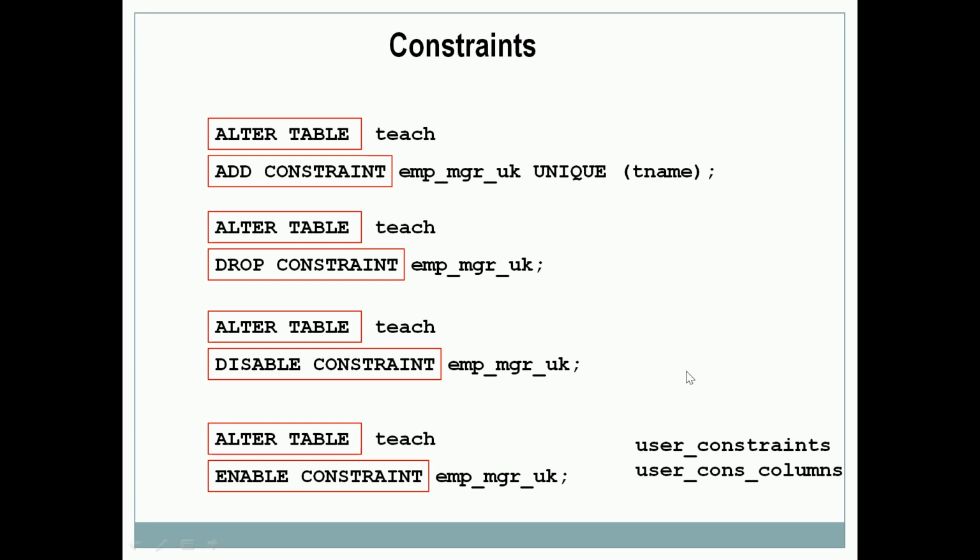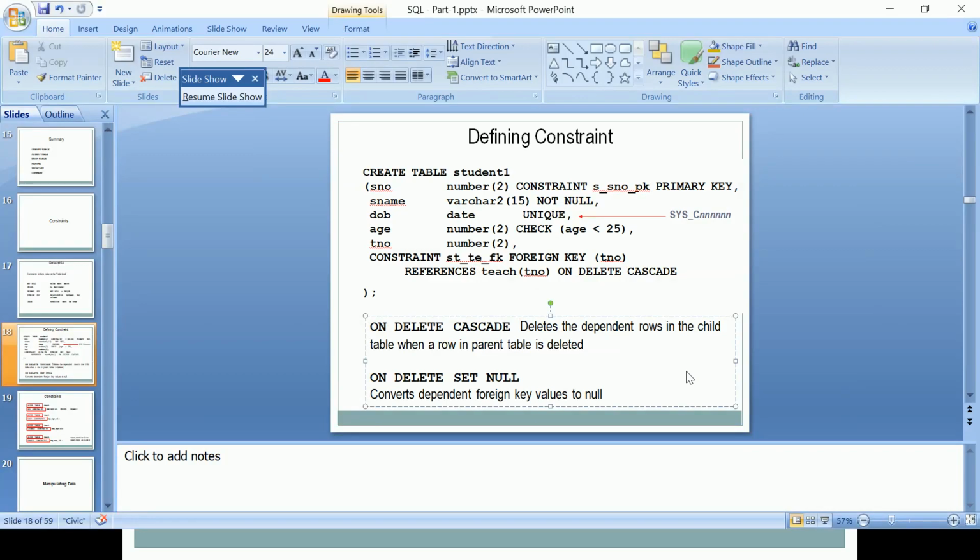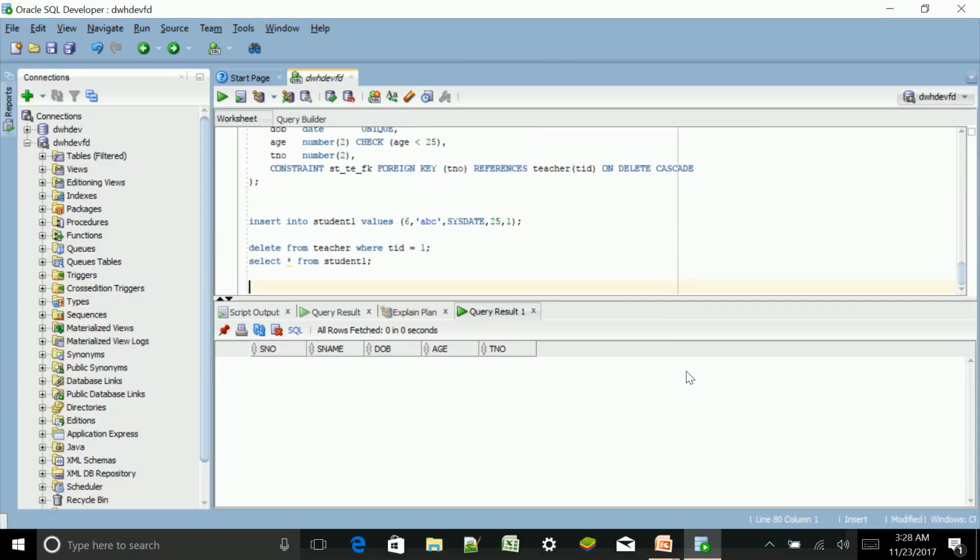Now there is another way to use constraint. If the table is already created and later we decide to put some constraint, we can use the alter command: alter table table name, add constraint, constraint name, constraint type. So the main syntax you have to remember in this is constraint, then the name of the constraint, and then what type it contains. That is the main syntax.